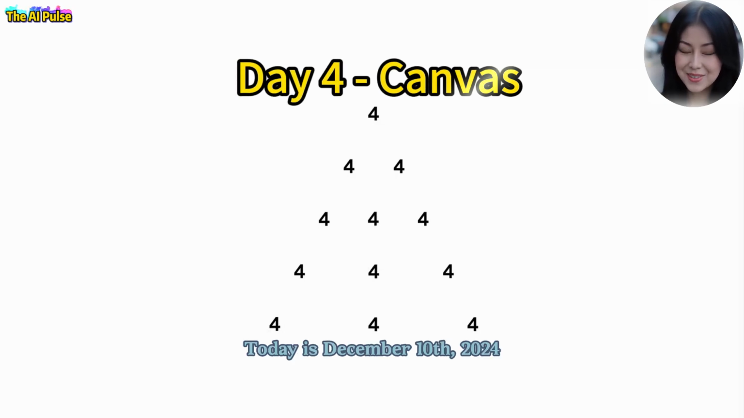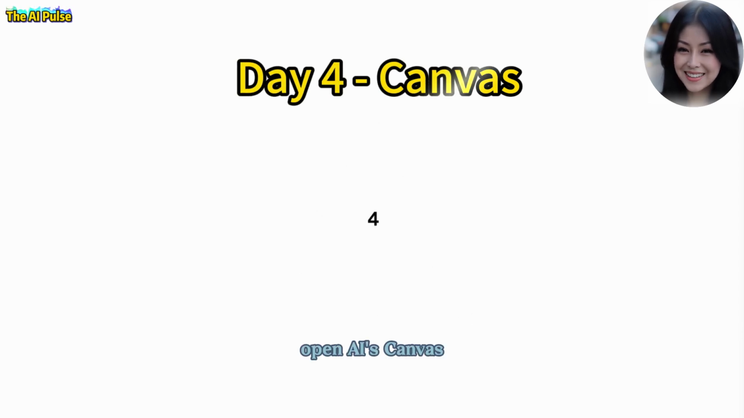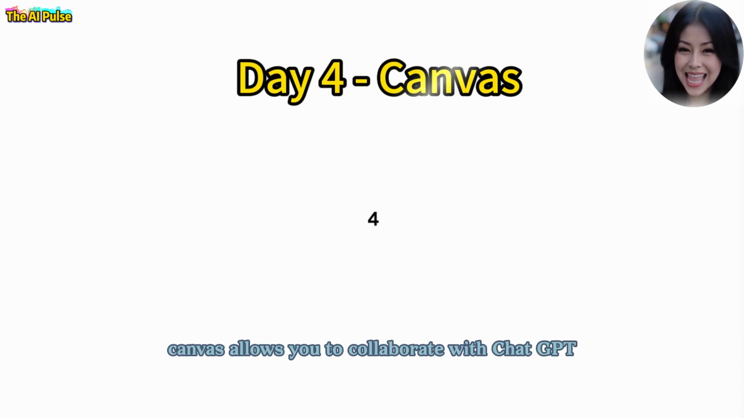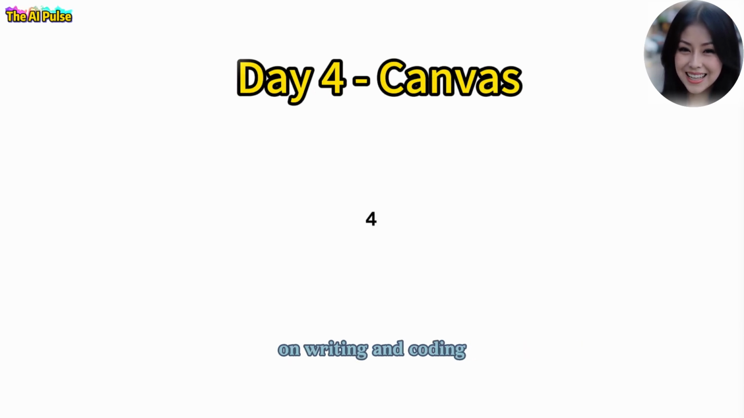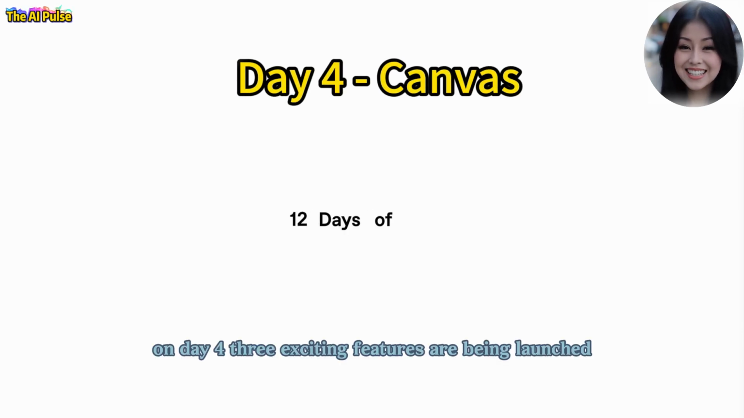Today is December 10th, 2024, day 4 of the OpenAI 12 Days events. OpenAI's Canvas, which is a product that they've had in beta for Plus users for the last couple months, allows you to collaborate with ChatGPT on writing and coding that goes beyond simple chat, so they are launching 3 things for Canvas today. On day 4, 3 exciting features are being launched.